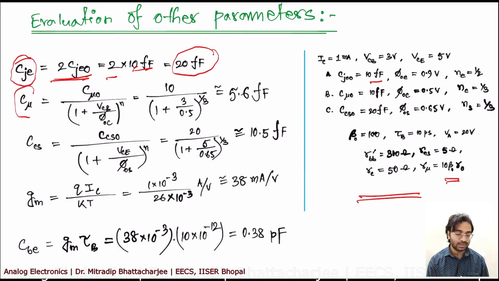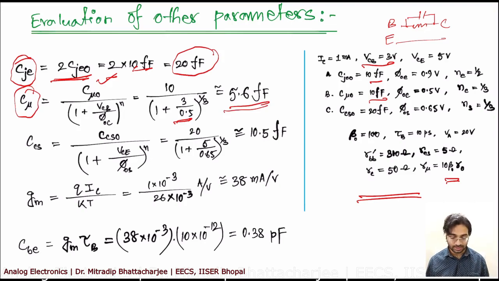Then you have C mu. What is C mu? If you remember, this is your base, this is your collector, this is your emitter. You have R mu and a C mu in parallel, right? So C mu value is C mu 0 divided by 1 plus VCB divided by phi 0C, to the power N. Okay, so in this case all these values are already given. C mu 0 is given, VCB is given 3 volts, phi 0C is given 0.5, N is also given 1 by 3. So you have 5.6 femtofarads.